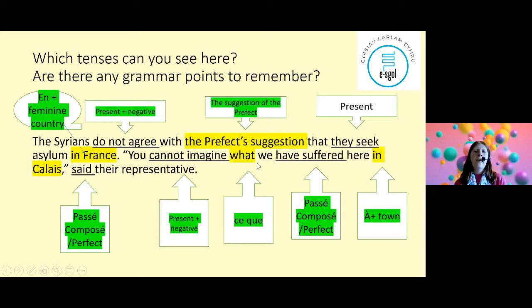And then as we move along again, we have "suffered", passé composé, or perfect. And then I've highlighted "in Calais". Now we need to remember that we wouldn't say en Calais. We would use à plus a town or the name of a village. As you remember, you have an accent. And then as we move towards the end of the paragraph, "said", passé composé again. So these are the main tenses and grammatical points which you should have picked out here.